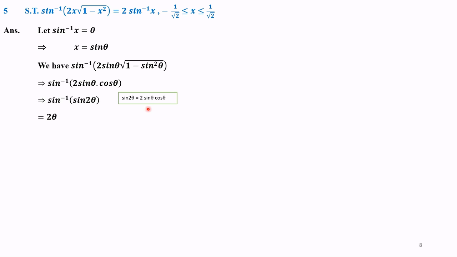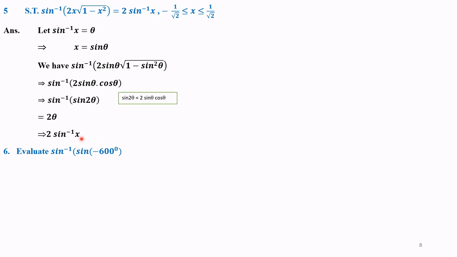Therefore, sine inverse of sine 2 theta, sine inverse and sine get cancelled. That is, sine inverse of sine of 2 theta is 2 theta. Therefore, the answer is 2 theta. We know 2 theta is 2 into sine inverse of x, from here. That is, we have proved it. Its answer is 2 sine inverse x.